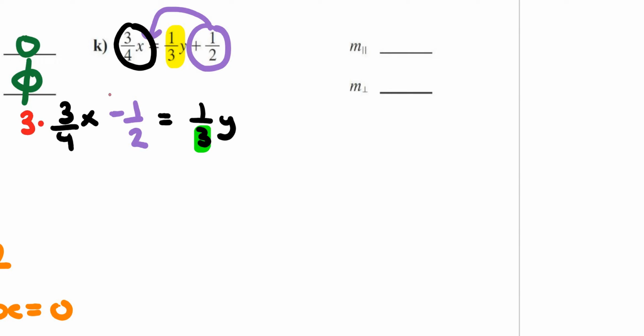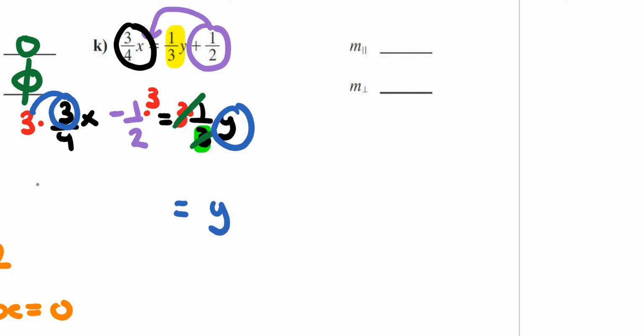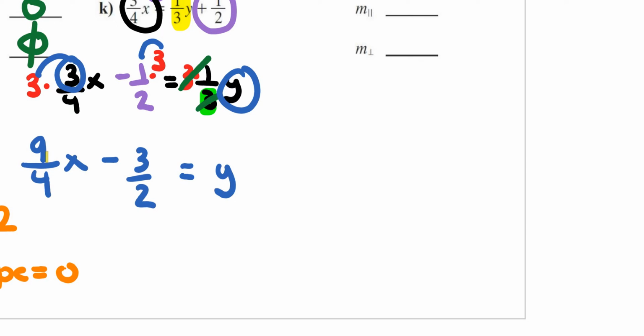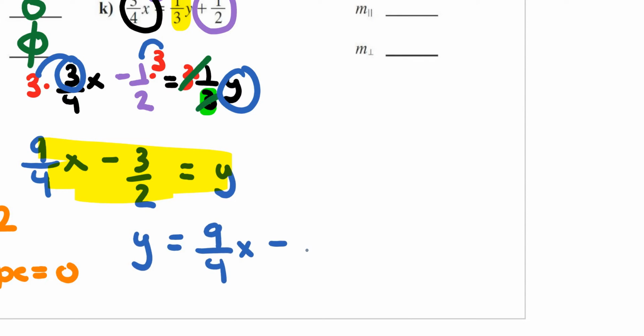So you can multiply everything by positive 3. I can multiply this side by 3, I can multiply that by 3, and I can multiply this fraction by 3. Now on the right-hand side, this 3 and that 3 will cancel off, so now you're left with just y, right? And then over here on the other side, 3 times 3 is going to be 9, so 9 over 4x. And if I multiply this 3 with that 1, I get negative 3 over 2. Okay, so if I just slightly rearrange this equation, this is the same thing as y equals 9 over 4x minus 3 over 2.